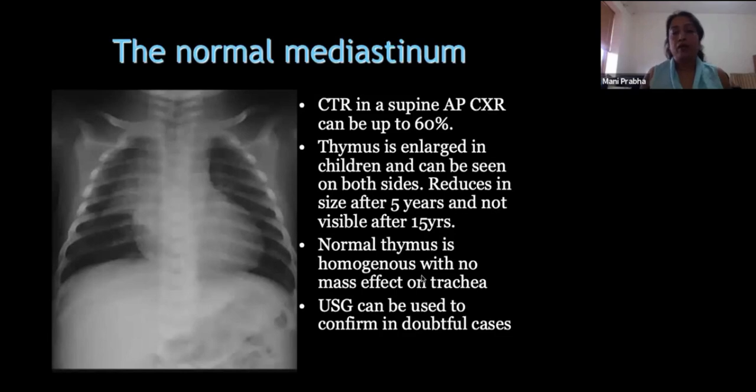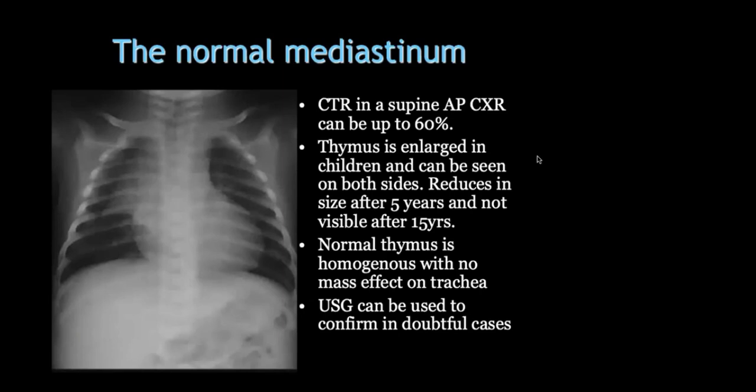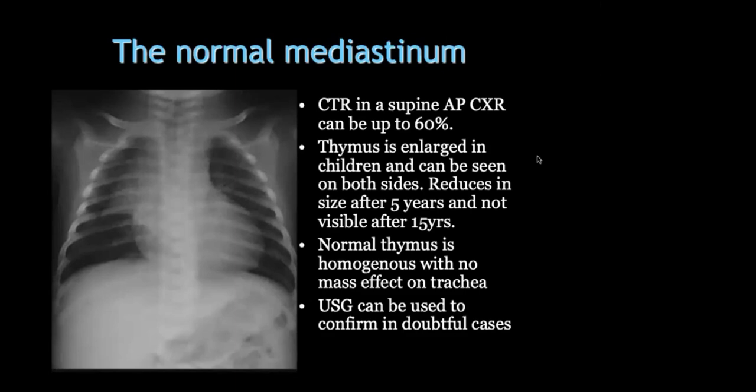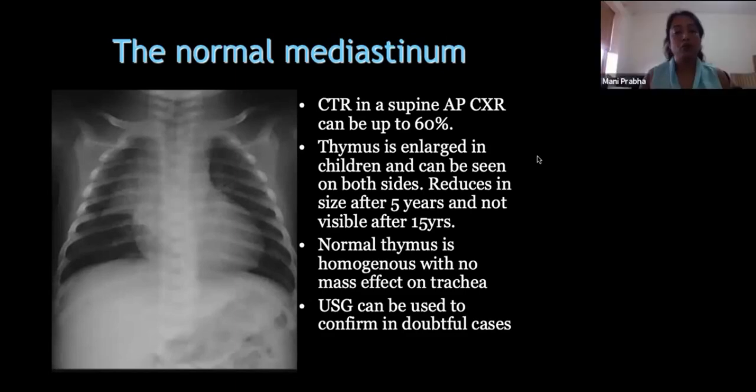CTR in supine AP radiograph can be up to 60%. Also, thymus is enlarged in children and can be seen on both sides of mediastinum. It reduces in size after 5 years and is not visible after 15 years. Normal thymus is homogeneous and does not have any mass effect on trachea. That's how you recognize it. Ultrasound can be used to confirm in doubtful cases.